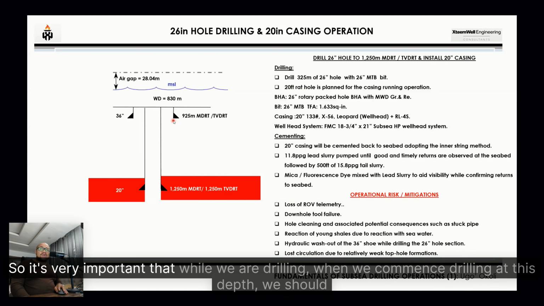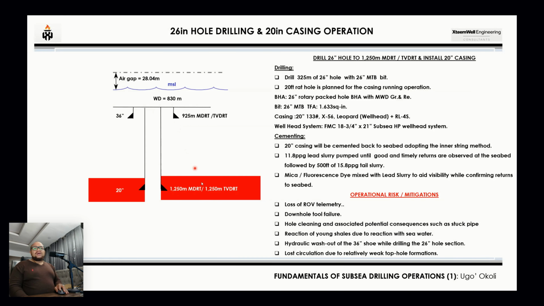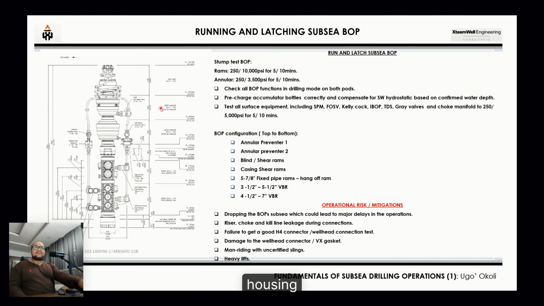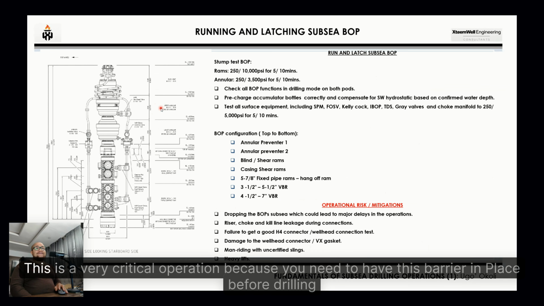So it's very important that when we commence drilling at this depth, we will flow at very low rates, but good enough to be able to clean the wellbore as well. So once that is done, this 20-inch conductor will be carrying the high pressure wellhead housing. Once that is done, we'll run the BOPs in place and have it on top of the nipple on top of the high pressure wellhead housing. This is a very, very critical operation because you need to have this barrier in place before drilling ahead.